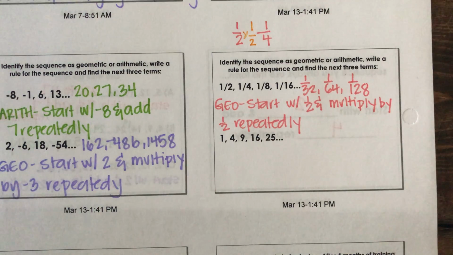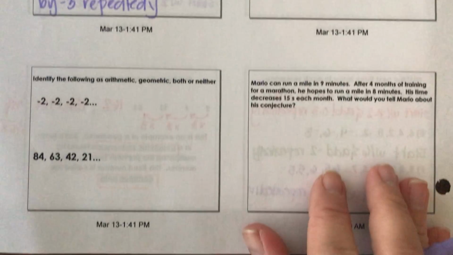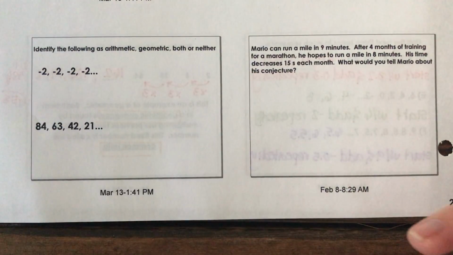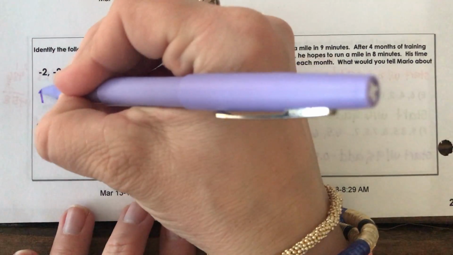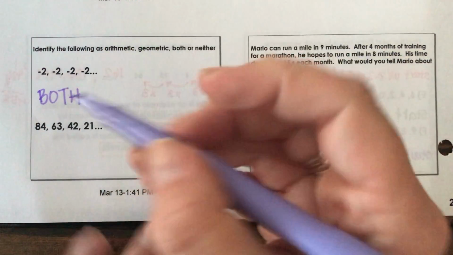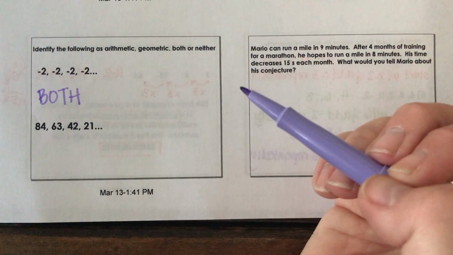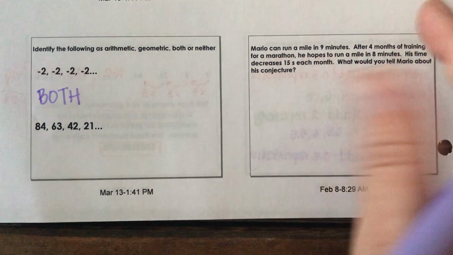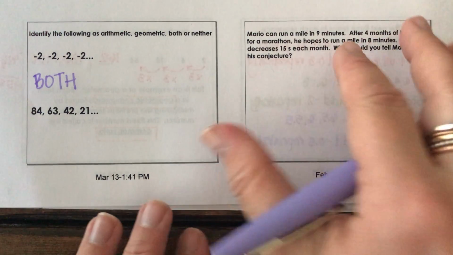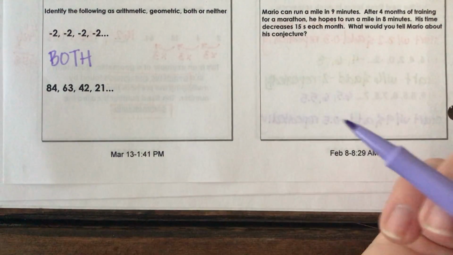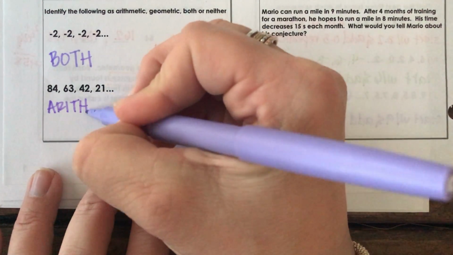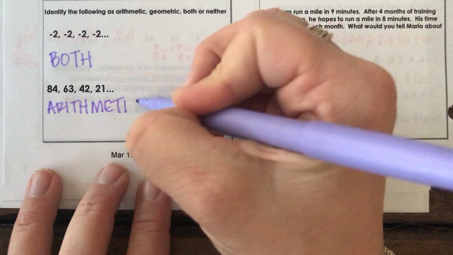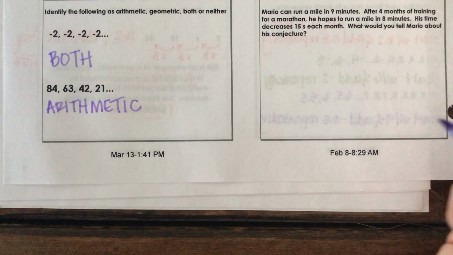Okay, and then the next one we're going to skip. We're going to come down here to this one. Geometric, arithmetic, both or neither. This one can be both, right? Because you could say, you're adding 0 repeatedly, or you could say you're multiplying by 1 repeatedly. And then this down here, it's going down 21 every time. So it's arithmetic because you're subtracting or adding -21.